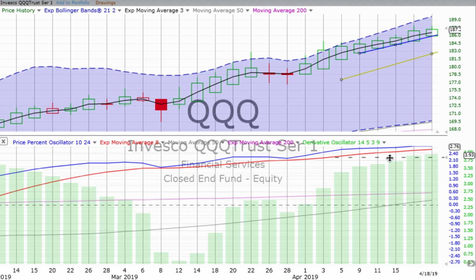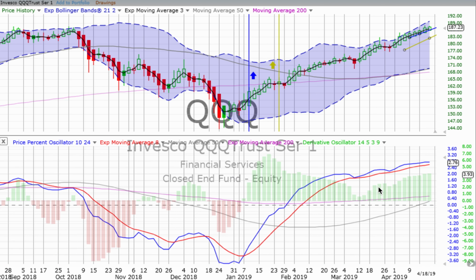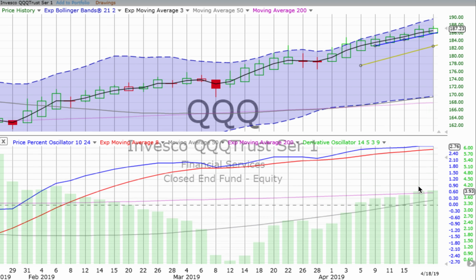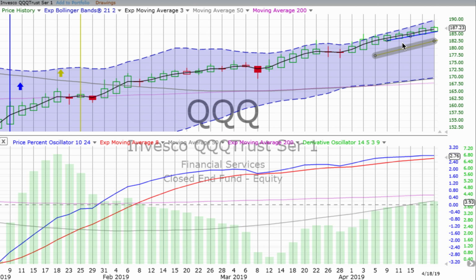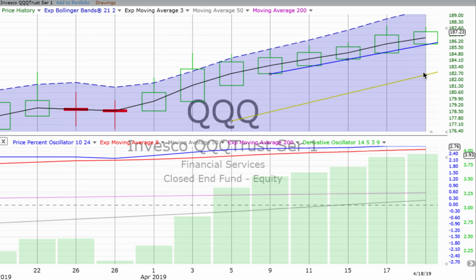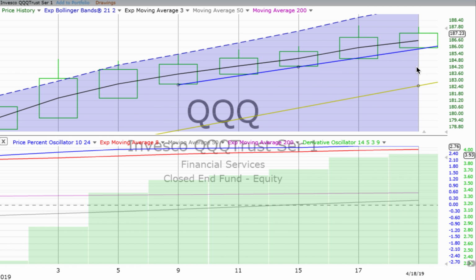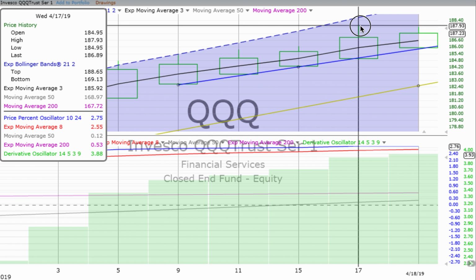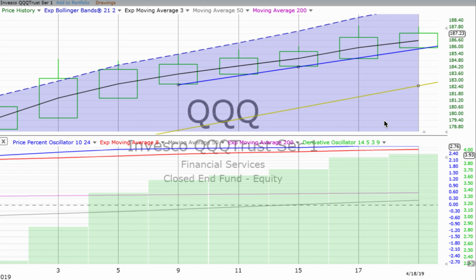Well, again, we'll have to pull the chart back a little bit to see what we see on the price percent oscillator. It's weakening. Derivative oscillator gaining a little bit of momentum. And of course, what we see going on as far as price movement goes in the latest 2-day candle is it's not moving above where it had been previously.